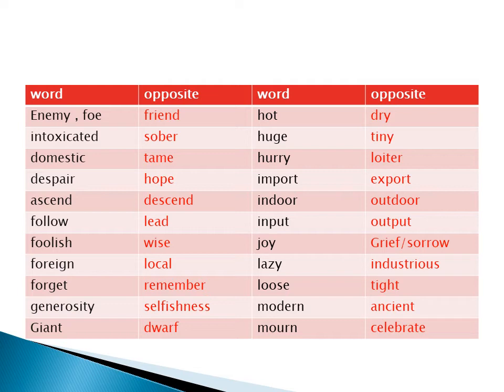Your enemy, you can also call him a foe. The opposite is a friend. Intoxicated, or drunk. Someone who has taken alcohol is said to be intoxicated, or is said to be drunk. So the opposite of a drunk or an intoxicated person is sober. Domestic, opposite wild.